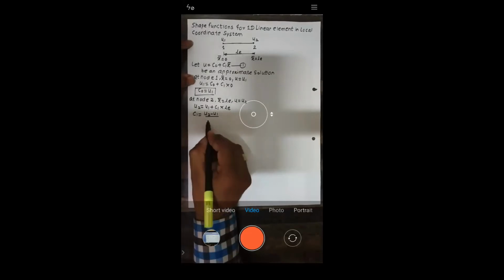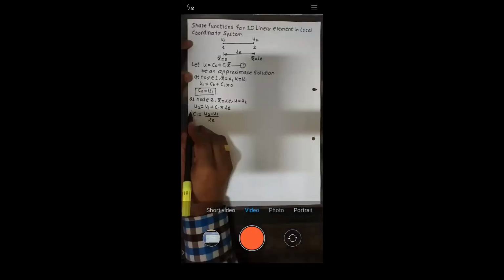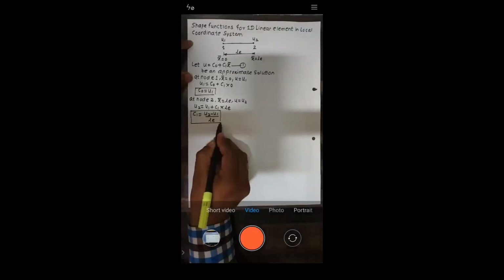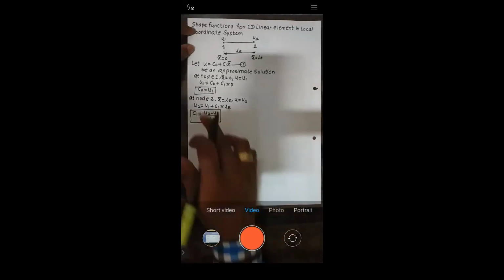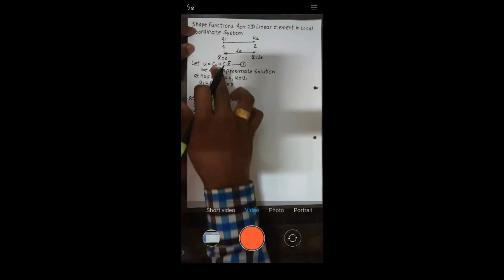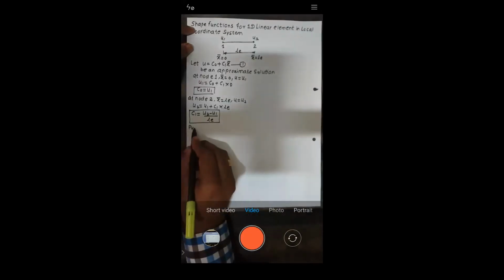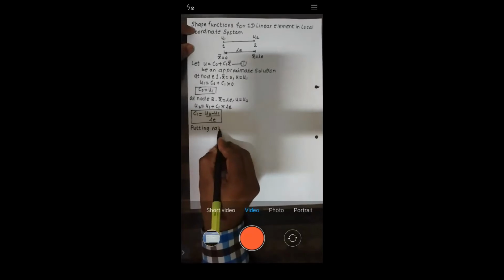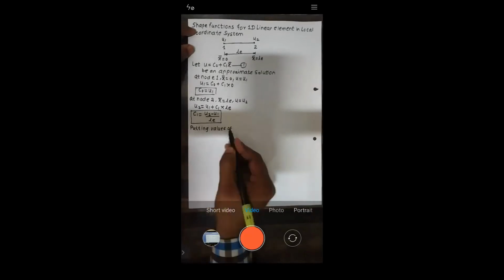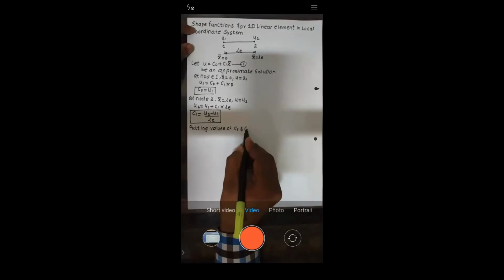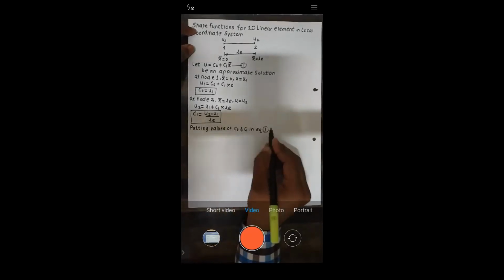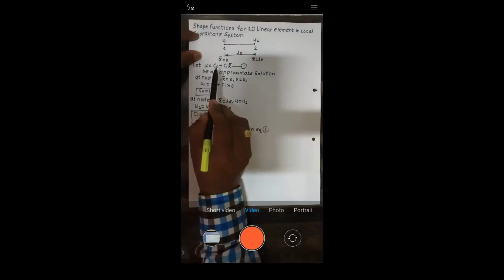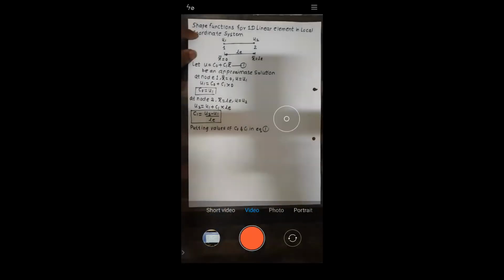U2 minus U1 by LE. Is it okay? Now we have C0, we have C1. Can we put them in equation number 1? So putting the values of C0 and C1 in equation number 1. See why we have calculated the values of C0 and C1? Because we need to put them in those equations only.